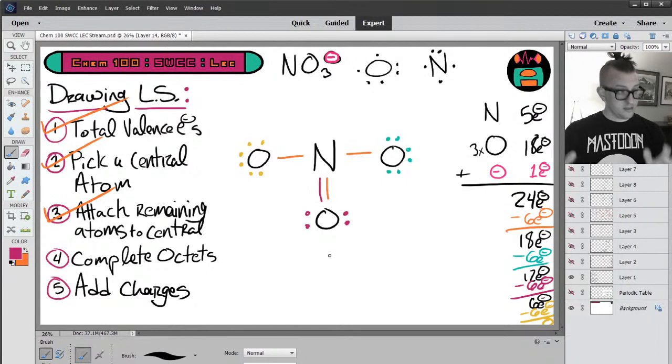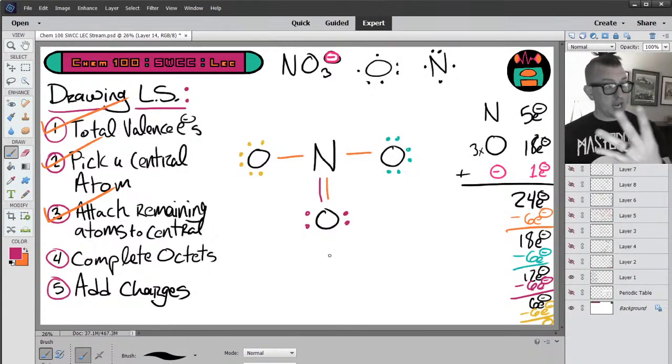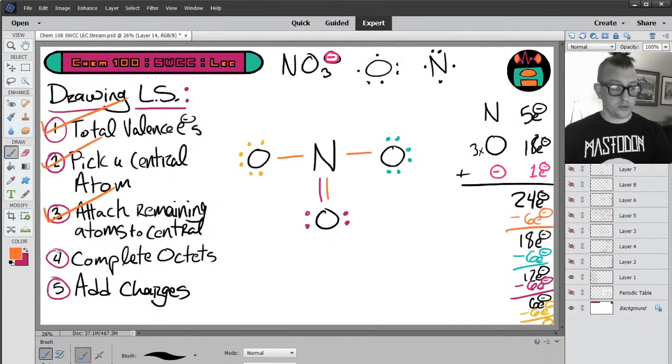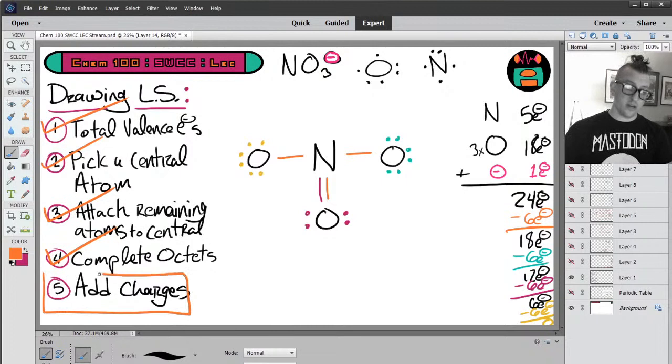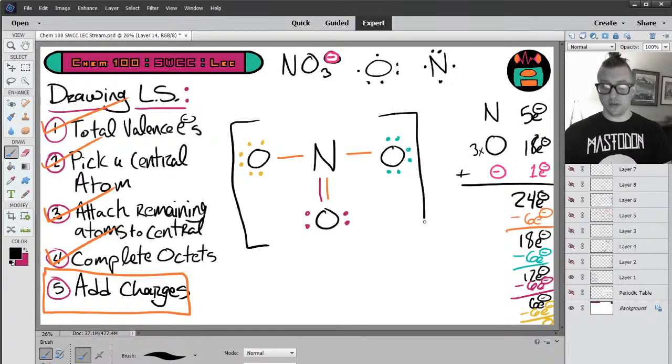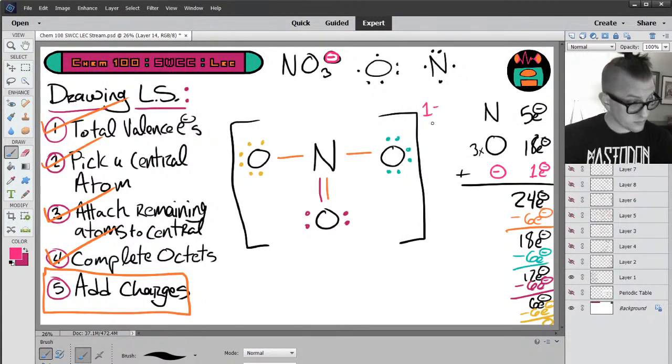We make a double bond between that oxygen and nitrogen. And now nitrogen has 4 bonds, which means it has 8 electrons. Octet rule has been completed. Our last step, don't forget we're dealing with an ion. So now we have to add our charges. We throw a bracket around our entire Lewis structure and then put our charge for nitrogen superscripted outside the right bracket.